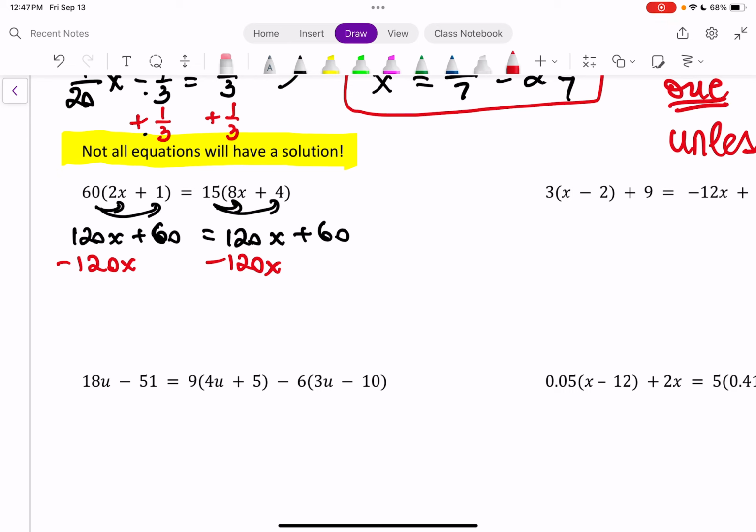120x minus 120x is 0, and 0 plus 60 is 60. And the same thing happens on the right side. 120x minus 120x is also 0, and 0 plus 60 is 60. And if you look at it, there's no holding the variables back. They're completely gone. However, when you look at the statement that you have, and you can even continue by subtracting 60 from both sides and end up with 0 equals 0, it doesn't really matter. The point is that both these statements are equations that are always true.